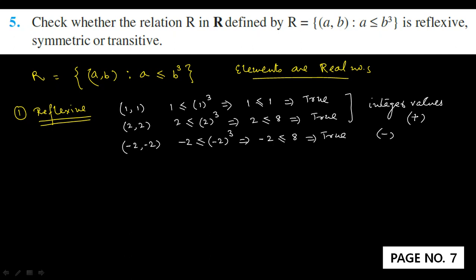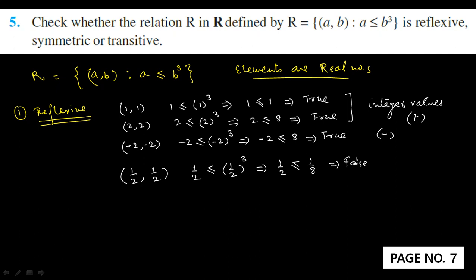Now what about the fractional values? If I am writing 1 by 2 and 1 by 2, what will be the answer now? 1 by 2 less than equal to 1 by 2 cube. The answer is 1 by 2 less than equal to 1 by 8. This one is false.